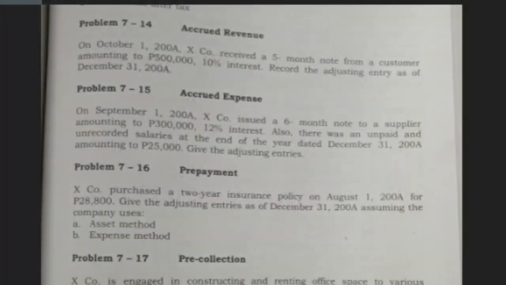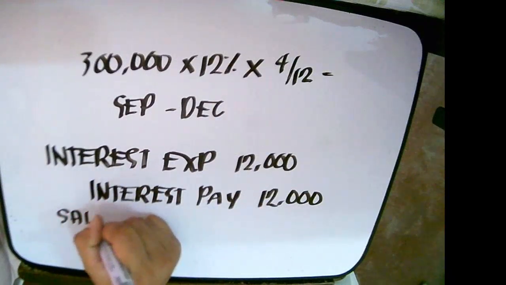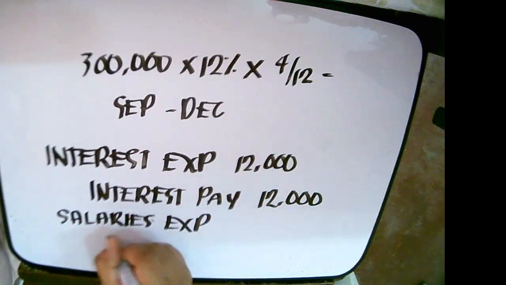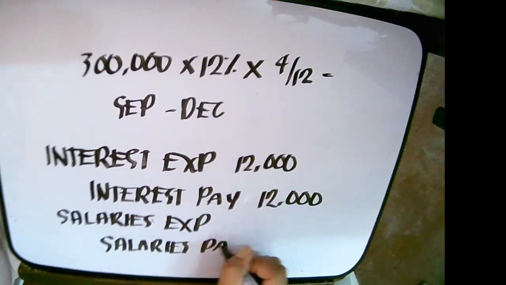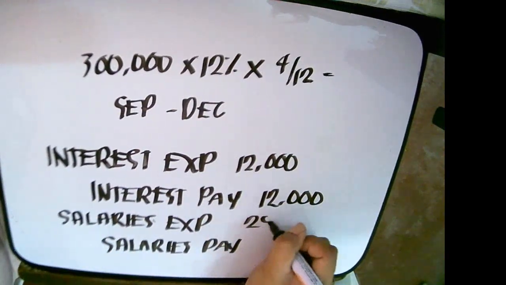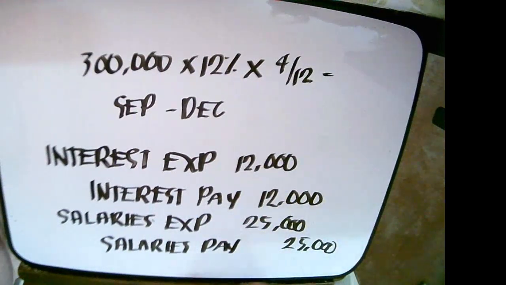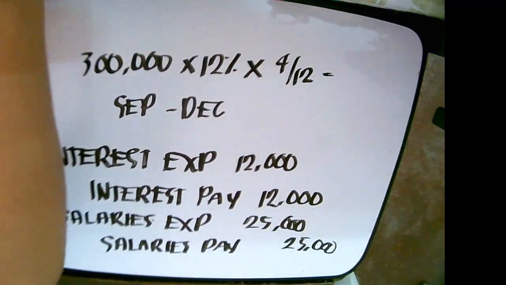The problem says we also have unpaid and unrecorded salaries in the amount of 25,000 pesos. So we should record that. We debit salaries expense, and then we credit salaries payable of 25,000 pesos. So we have two entries for this problem, 7-15.